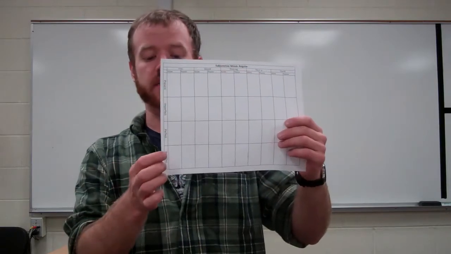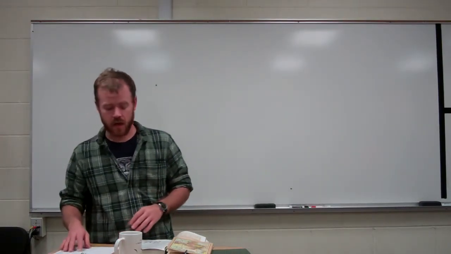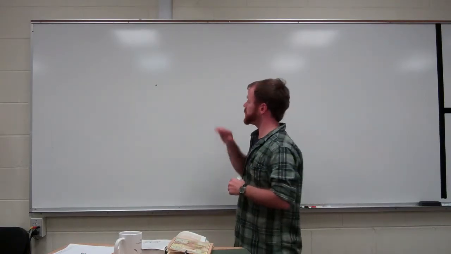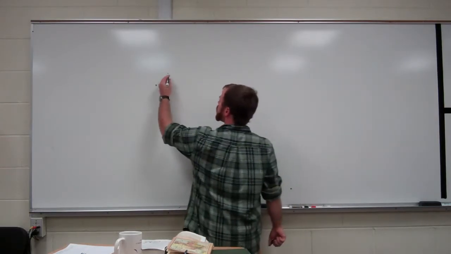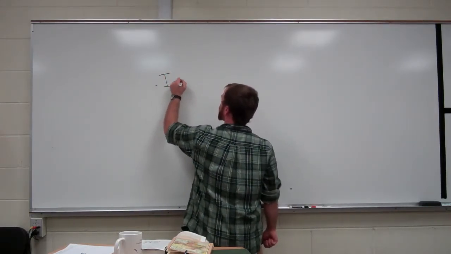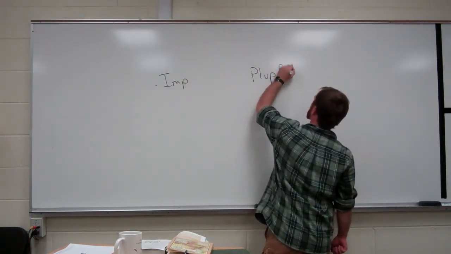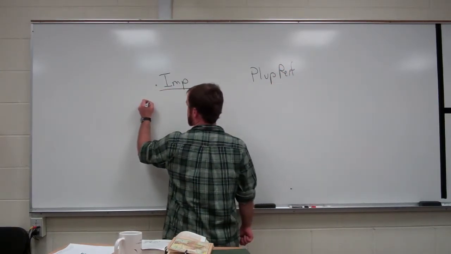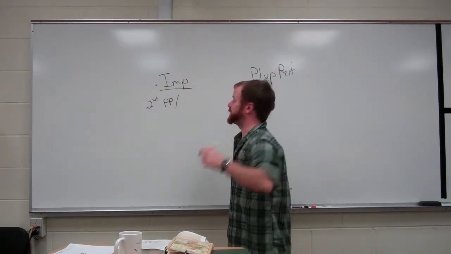Today, in this video, we're going to be dealing with the pluperfect subjunctive, the bottom row. So, like I said, imperfect and pluperfect are very similar. For the imperfect subjunctive, what did you do? You took the second principal part, which is known as the infinitive.